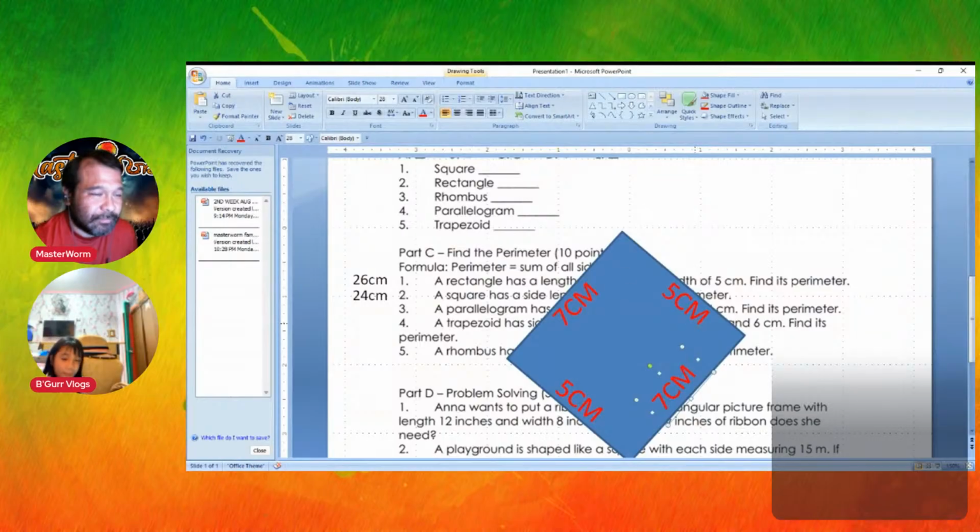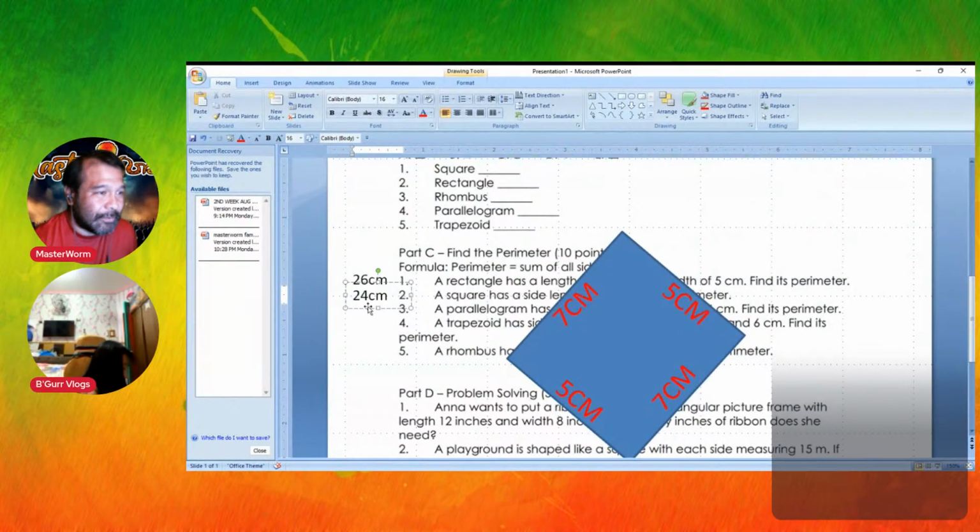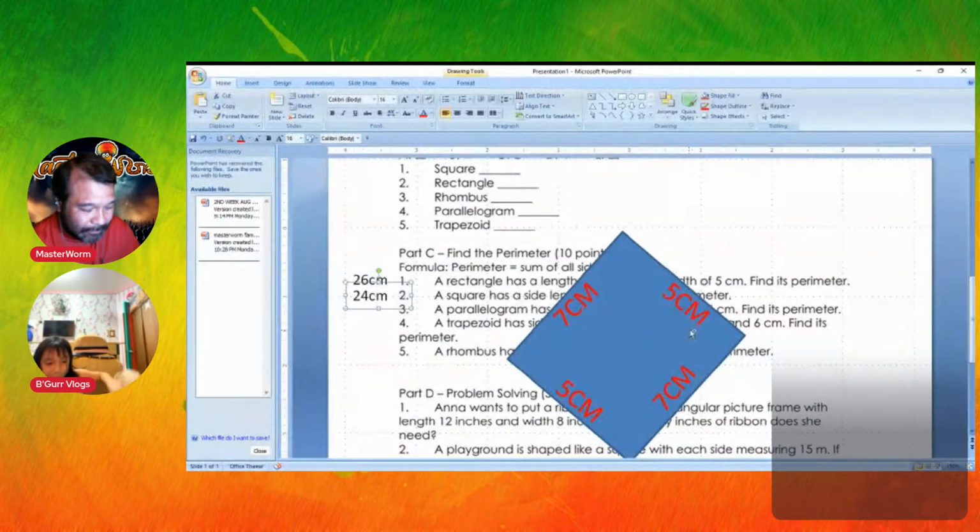12. Okay. 7 plus 5 is 12. And then the other one is 7 plus 5 plus 12. It's the same as 12 plus 12. That means the answer is 24. Okay? The same ang yapon. 24 man siya yapon.